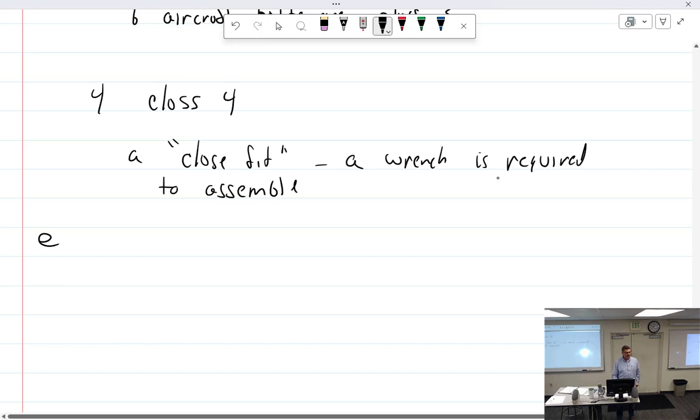And this, so classes, this all falls under external threads only, right? Not really. Because it takes internal and external to make it go together. So we've covered how screws fall under class 2 and bolts fall under class 3. What class do nuts fall under then?